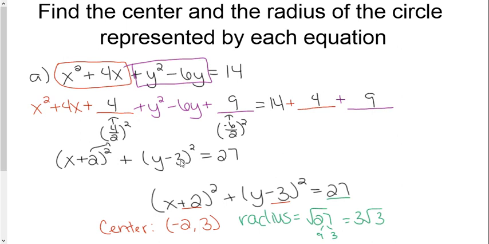You will have problems on your homework dealing with completing the square. So make sure you come back to this if you struggle with completing the square.